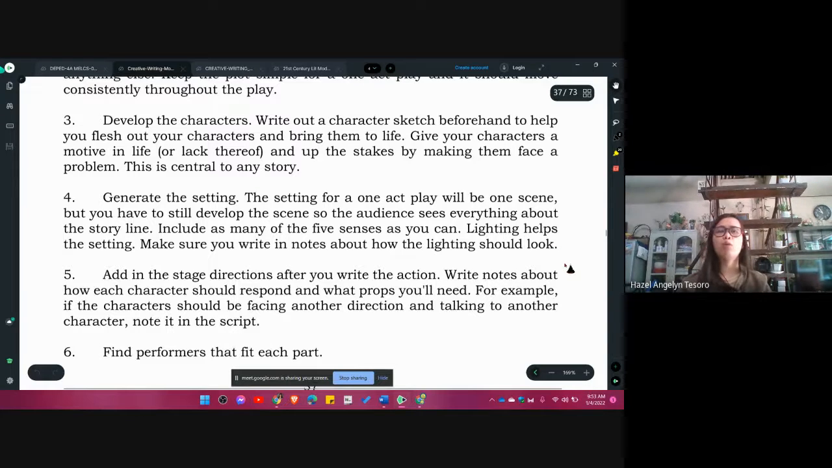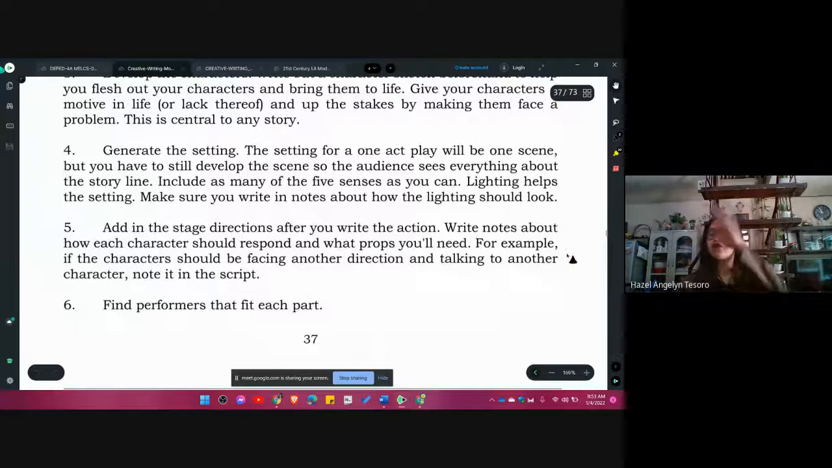Give your characters a motive in life and up the stakes by making them face a problem. So this is essential to any story. Like yung plot structure natin na beginning or intro, rising action, climax, falling action, and denouement, kailangan lagi kayong may rising action and then yung climax. What is the problem? Ano? So the problem is the central idea to the story, because kung walang problem, walang isosolve, linear lang yung story nyo, walang peak. Ano? So it's like you're watching a movie na hindi mo maget kung ano yung pinagkakaguluhan ng characters, no?